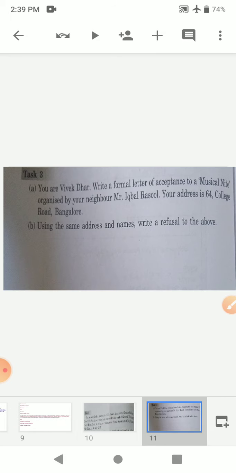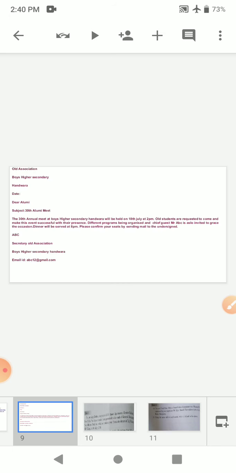So write a formal letter of acceptance to a musical night organized by your neighbor Mr. Iqbal Rasool. Your address is 64 College Road, Bangalore. Using the same address and name, write a refusal to them. So first you have to write acceptance, then you have to write refusal, and in refusal you are supposed to mention the reason, like you have some other commitment, so that's why you cannot come there. So here you have to be very careful. You have to write in this format.